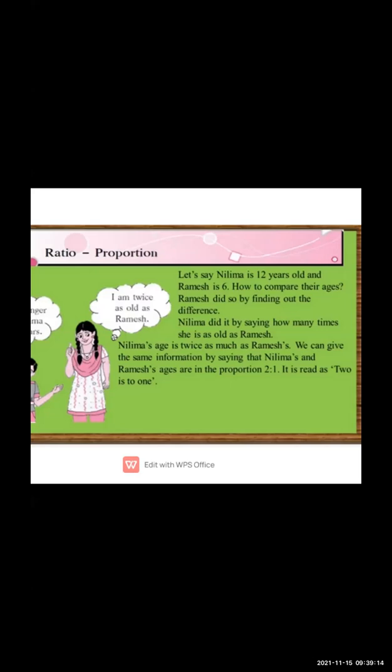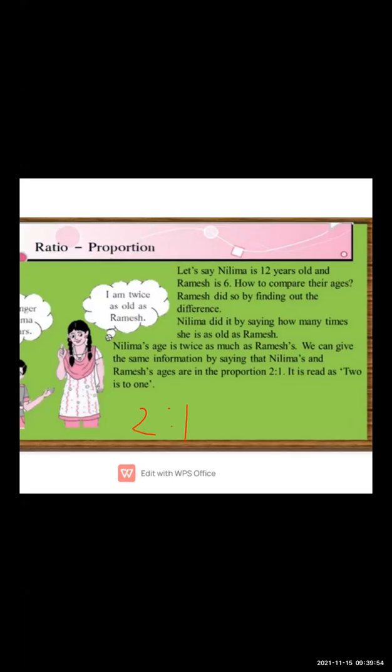How many times? Nilima's age is twice as much as Ramesh's. नीलिमा की जो एज है वो रमेश से 2 गुना ज्यादा है. We can give the same information by saying that Nilima and Ramesh's ages are in the proportion 2:1. If you are writing in this method, it is known as 2:1.